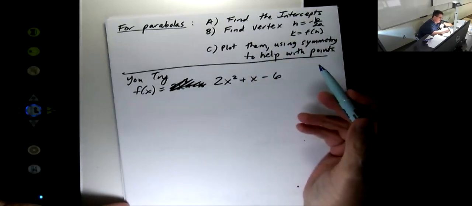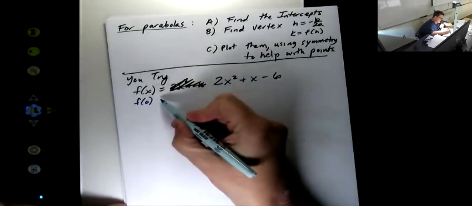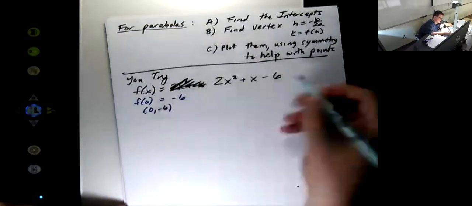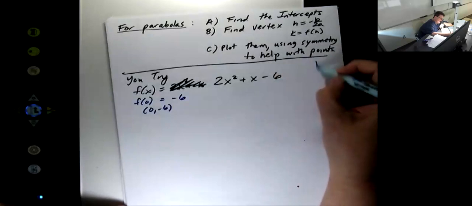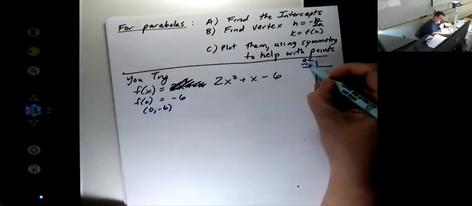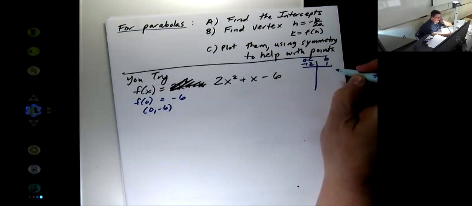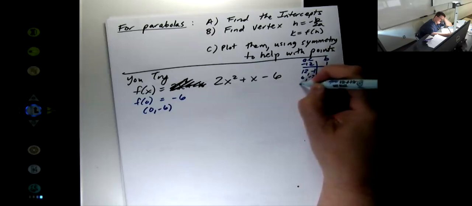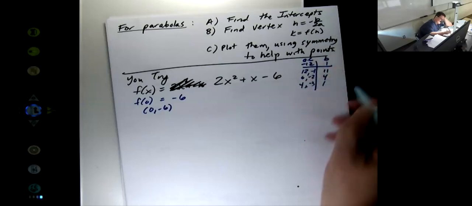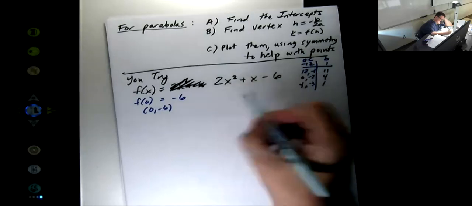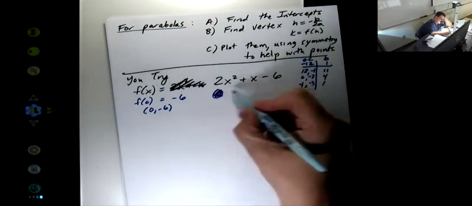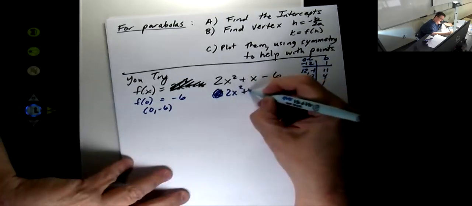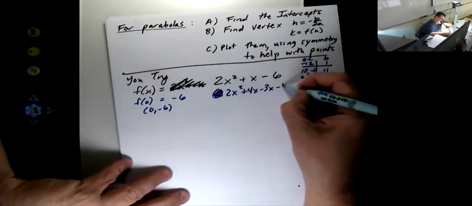For this, if we want f of 0 for the intercepts, we get -6. So 0, -6 is a point. I want to factor that. a times c is -12. b is 1. So 12 and -1 doesn't work. 6 and -2 is 4. 4 and -3 is just a 1. So this will factor into 2x, oops, let's not jump the gun here. 2x squared plus 4x minus 3x minus 6.